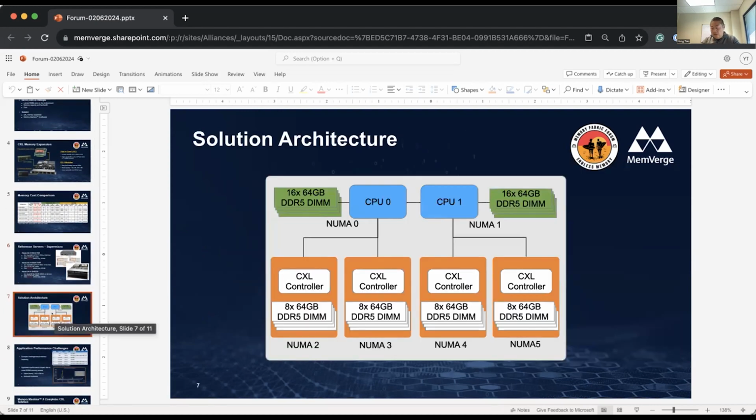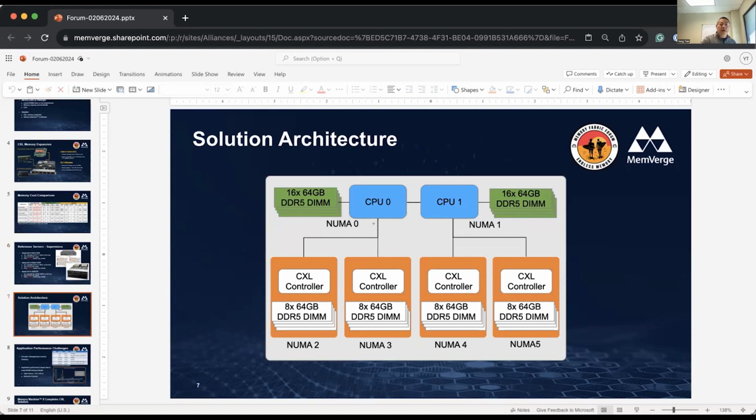Now, we talk about having the cake, but there are always some trade-offs. With the additional capacity and bandwidth from these add-in cards, what you see is a more complex memory hierarchy. This is the architectural slide for a dual socket system. You have CPU 0 and CPU 1. Each one of them has its own local DDRs. They're connected through UPI in the case of Intel and Infinity Fabric in the case of AMD.